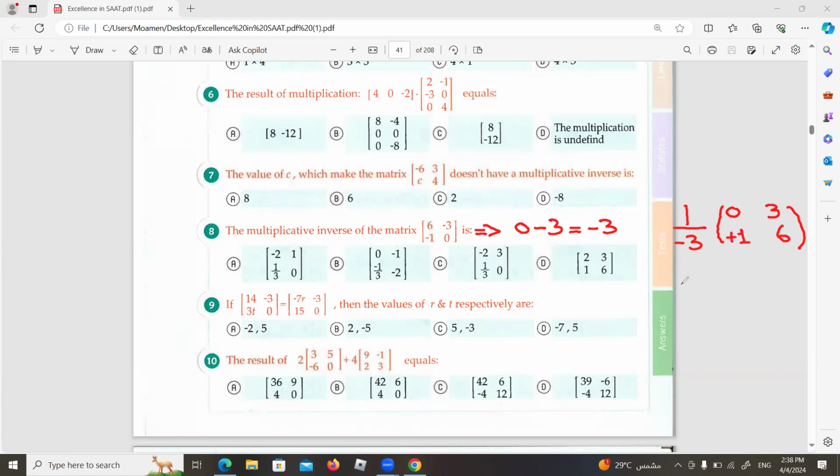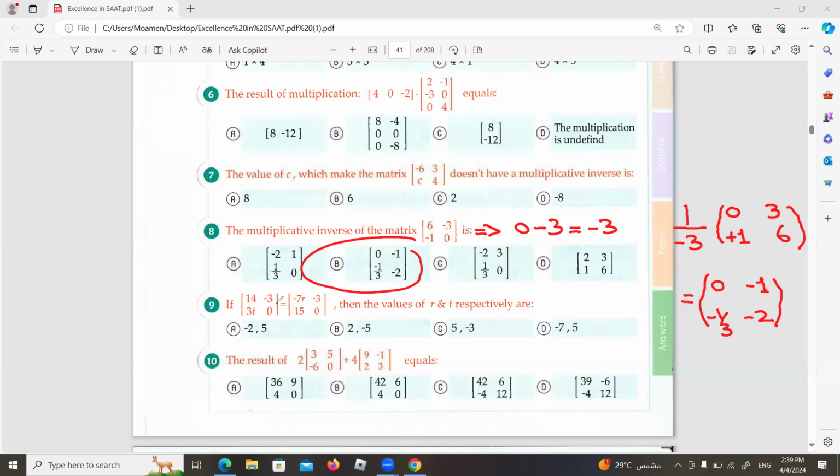Okay. Now after that, you will multiply. Multiply negative third by the elements inside. So it will be 0, it will be negative 1, it will be negative third, it will be negative 3. Sorry, negative 2. So the result will be letter B. Letter B is our answer for number 8. We're going to number 9.